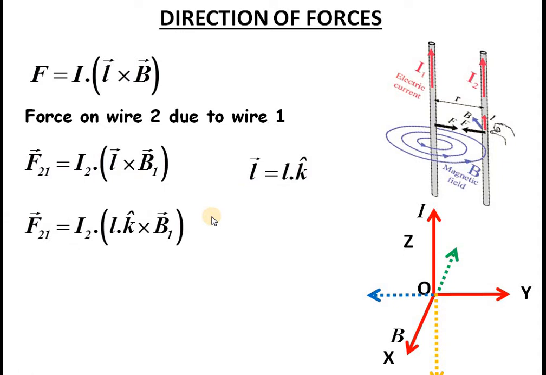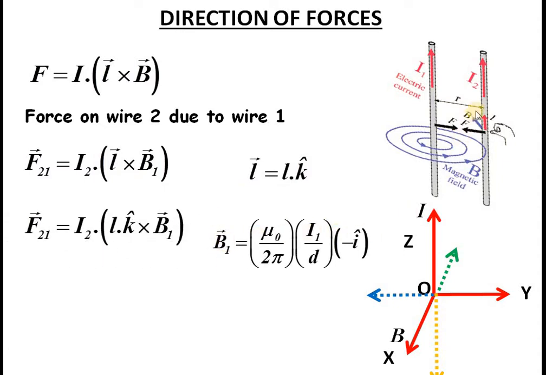And what about B? B1 is the magnetic field on wire 2 due to wire 1. Obviously, in the figure you can see that it is into the plane of the screen. That is exactly the minus x direction. So into the plane of the screen is the minus x direction, denoted with minus i cap. So B1 has a direction of minus i cap.